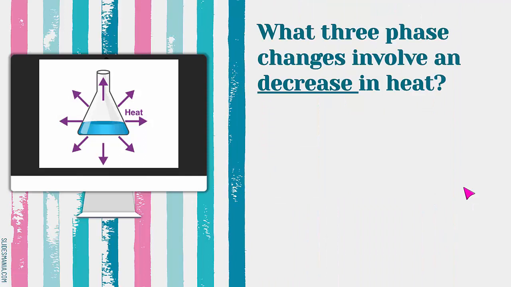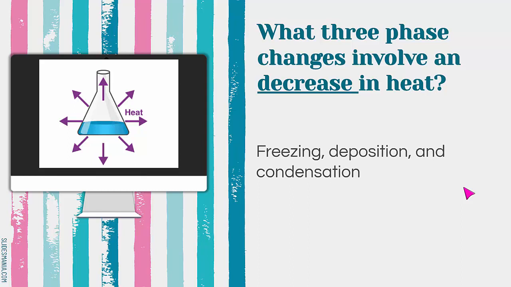On the other hand, what 3 phase changes involve a decrease in heat? Well, it's kind of like freezing. How do you freeze something? You take heat away from it. So, freezing, deposition, and condensation all involve a decrease in energy. They all involve the particles moving slower.